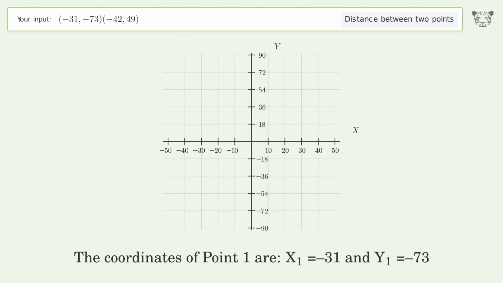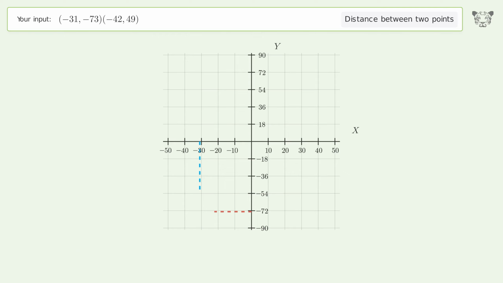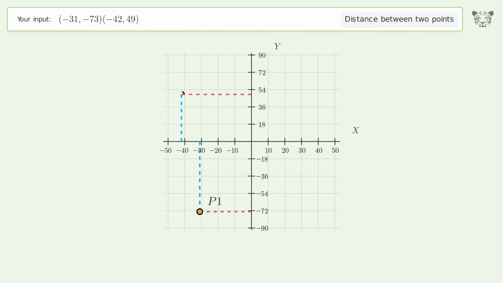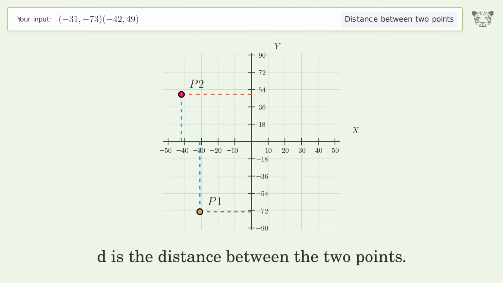The coordinates of point 1 are x1 equals -31 and y1 equals -73. The coordinates of point 2 are x2 equals -42 and y2 equals 49. D is the distance between the 2 points.